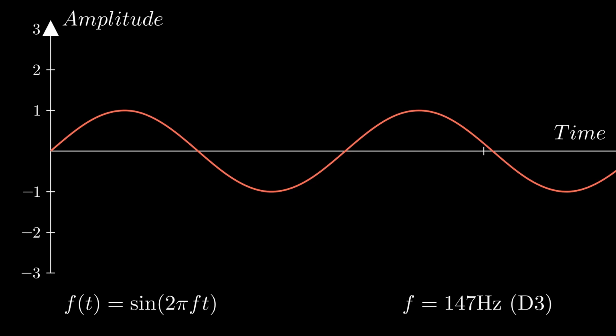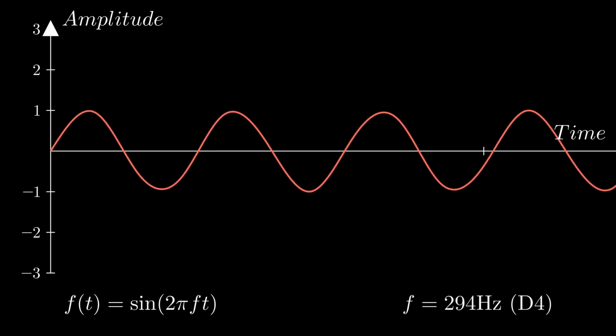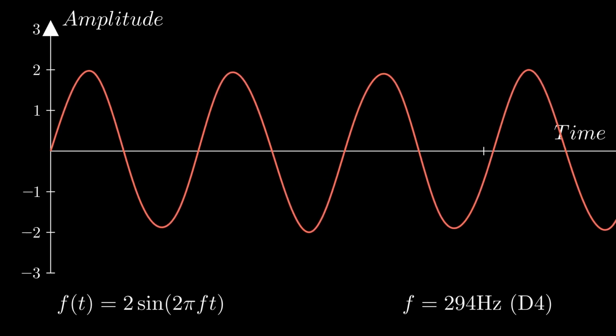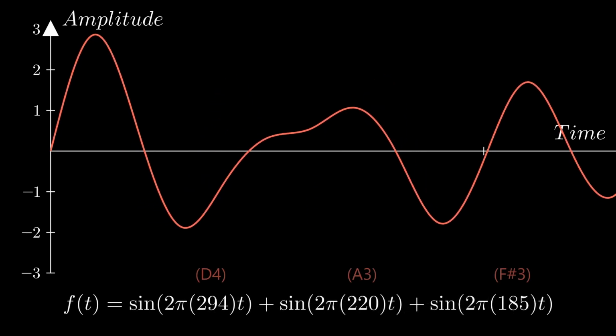Increasing the frequency increases the number of oscillations per second, and we get a higher pitch. Increasing the magnitude of the function increases the amplitude of the wave, and we get a louder sound. By adding multiple sine functions with different frequencies, we can get different harmonies, and this is the basis for all sound.